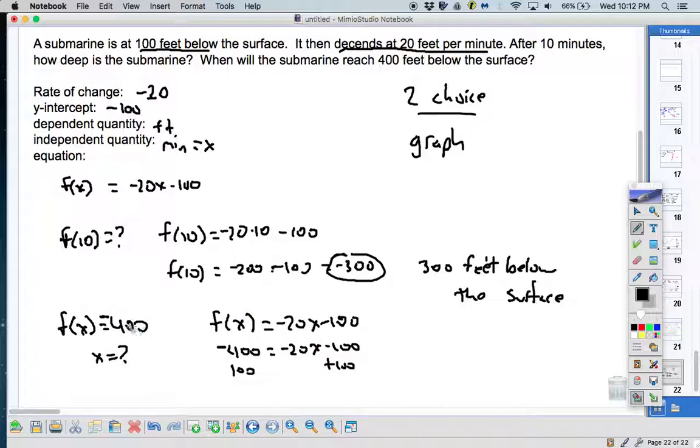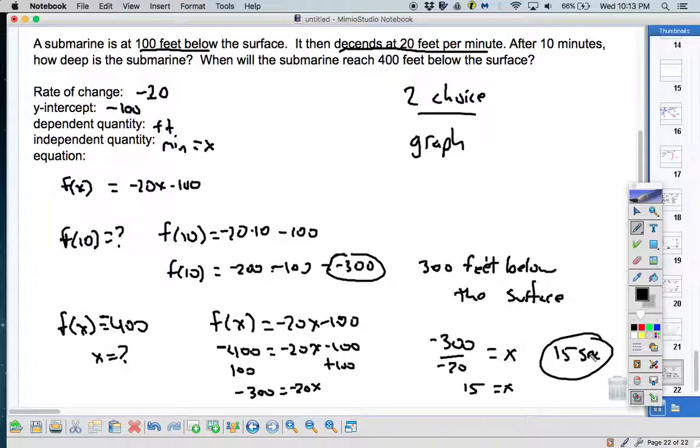So we got negative 400. And when we add 100 to both sides, you get negative 300 is equal to negative 20x. We're going to divide both sides by negative 20. So you got negative 300 divided by negative 20. The double negatives go away. That makes much more sense because we're now positive. So you got 30 divided by 2 is 15. So it's going to be 15 is x. So it's in 15 seconds. Or minutes, excuse me. This was measured in minutes. So in 15 minutes, this submarine will be 400 feet below the surface.